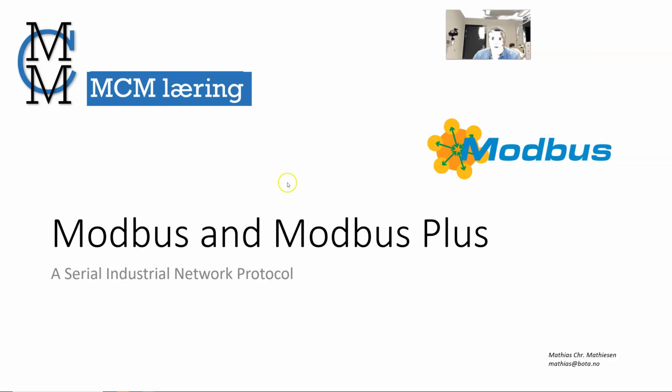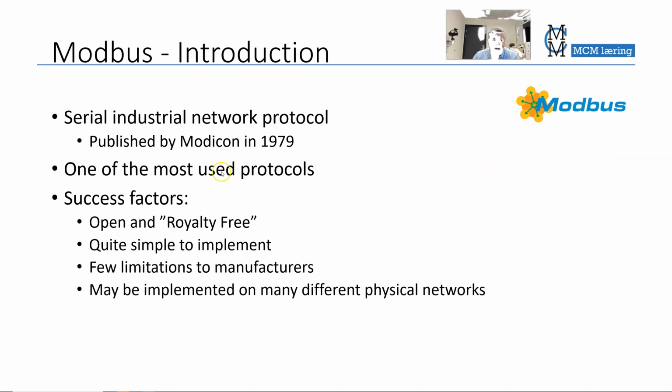In this film number 4 in the series of industrial communication, we will cover Modbus and Modbus Plus. And I use Modbus because it's a good example of a typical serial protocol. It was introduced back in 1979, and it is quite widespread. It's easy to implement, with few limitations to manufacturers. We'll look into that in a few seconds. And you can use many different physical networks.